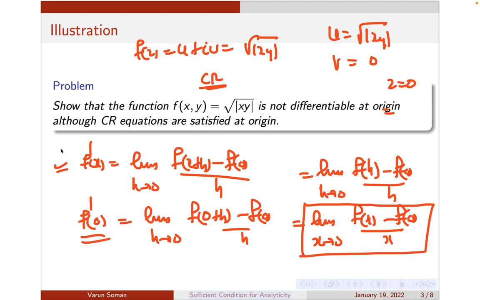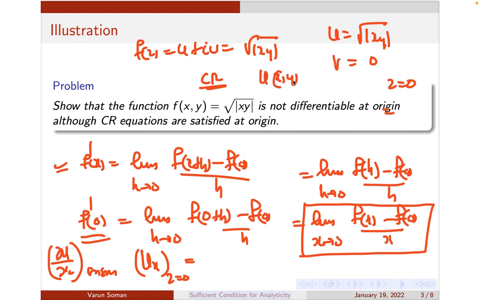If you have understood this, can you tell me what is dou u by dou x at origin? I am going to extend this definition here, so I am going to take ux at origin, at z is equal to 0. You know that u is actually a function of two variables u(x, y). So when you take ux, you are keeping your y as constant, so only your x will be varying. This definition I will be carrying over here. So it will simply be u(x, 0), sorry, it is actually u(x, 0) minus u(0, 0) by x.